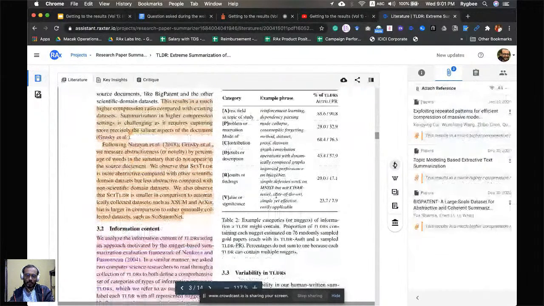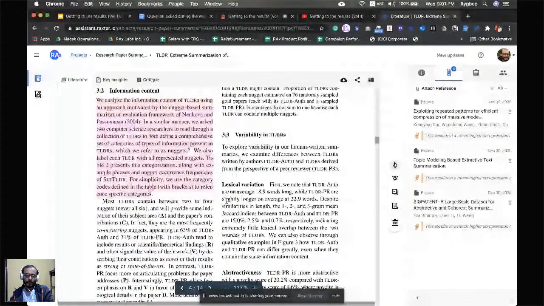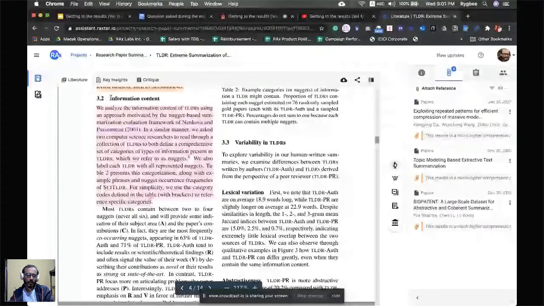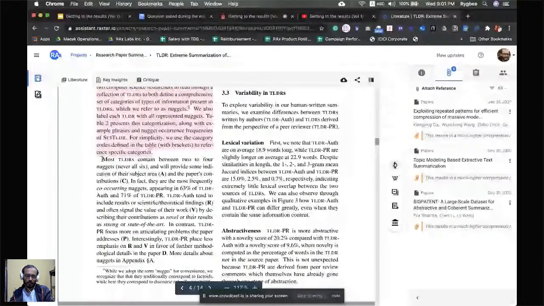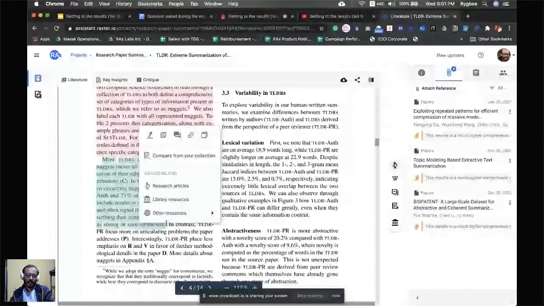Let's say you are reading this section of the experimental design of a paper, and you want to know whether there are other papers in your collection which are related to this particular section. So what you can do is select a particular section, and over here you have "compare from your collection", and you can click on that.